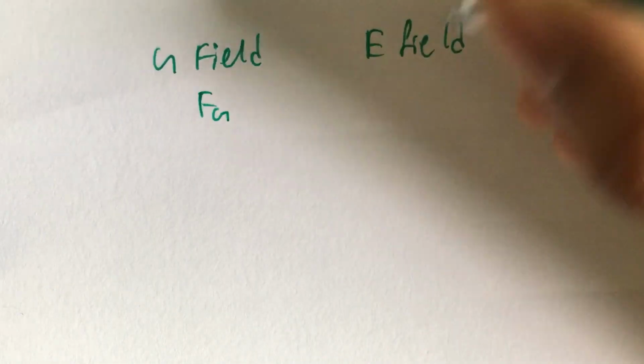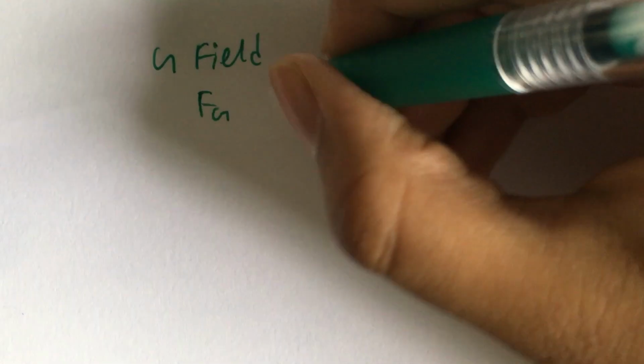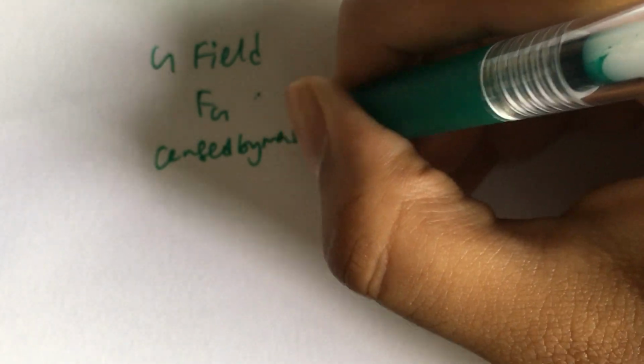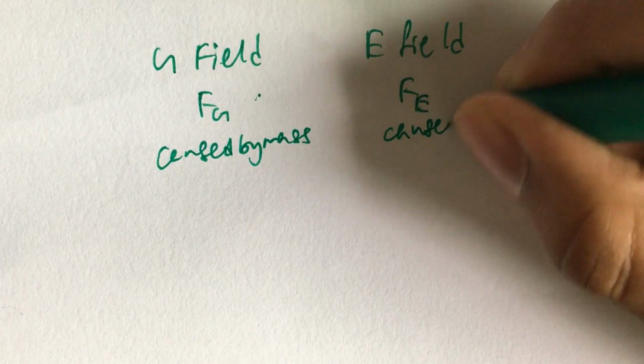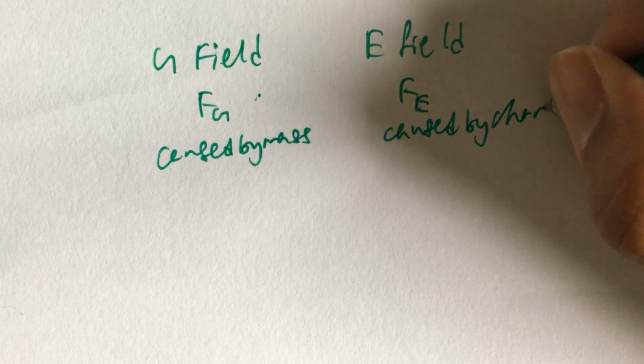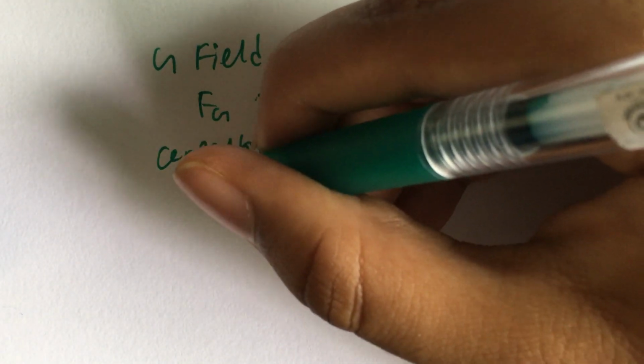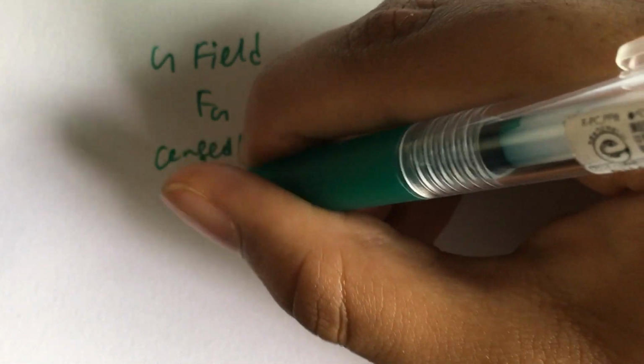But the idea is that in a gravitational field you have a force, and an electric field also has a force. But the force is caused by a different thing. In a gravitational field, it's caused by the mass of the object, versus in the electric field it's caused by the electric charges on the object and things like that. So that's one of the analogies that you can get.